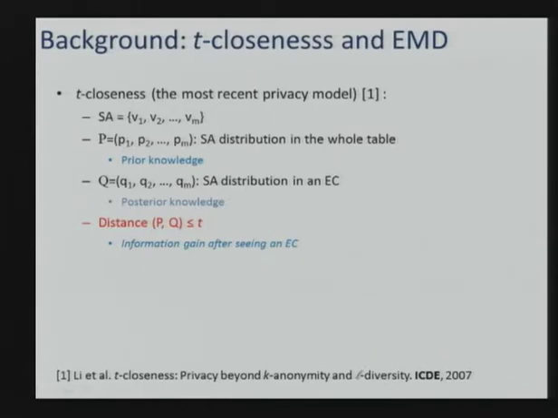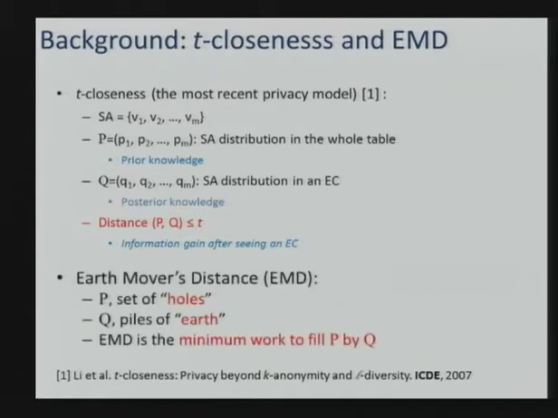So we would like to minimize the difference of these 2 distributions to limit the information leak, and to evaluate the distance between the 2 distributions, they adopt Earth Mover's Distance. Earth Mover's Distance takes the global distribution P1, P2 to Pm as a set of holes, and takes the local distribution Q1, Q2, to Qm as a pile of earth. EMD is the minimum work to fill the set of holes with the piles of earth.